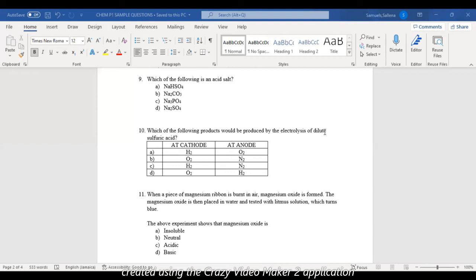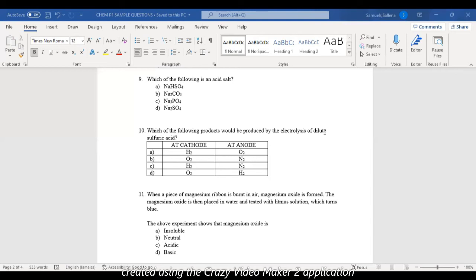And the negative ions will be attracted to the anode and the positive ions will be attracted to the cathode. The positive ions being the H+ and the negative ions being the hydroxide ions and the sulfate ions. However, the hydroxyl ions will be preferentially discharged because they are low in the electrochemical series of ions.